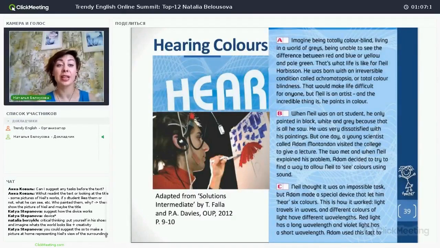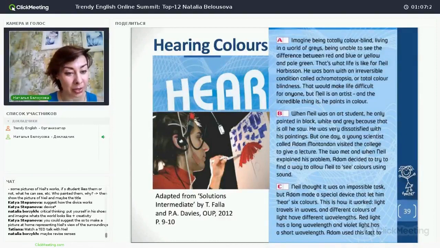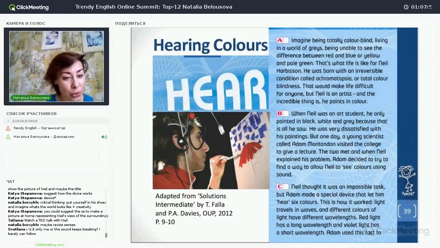It's good that it's a real picture, and generally speaking, I always advise to find maybe some more pictures on the internet. Yeah, watch a TED talk with Neil. Nice. Revise senses. We'll talk a little bit about it because I think it's pretty much in line with something we did. So if it's a real picture, then it's always good to Google some information about Neil and what he does and his lifestyle now and how his life has changed. Maybe find more recent pictures and so on, because it's always interesting to read about real people. So again, thank you for what you've suggested. Watch a TED talk with Neil. Good idea.